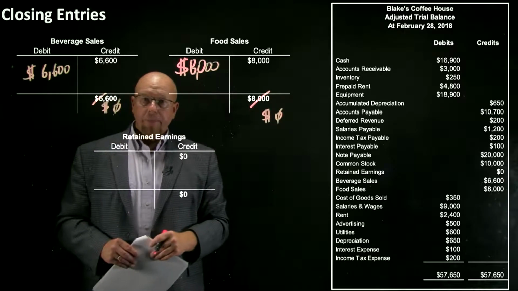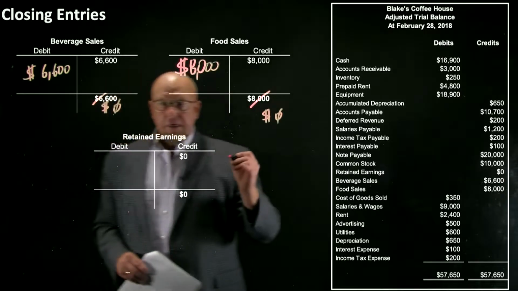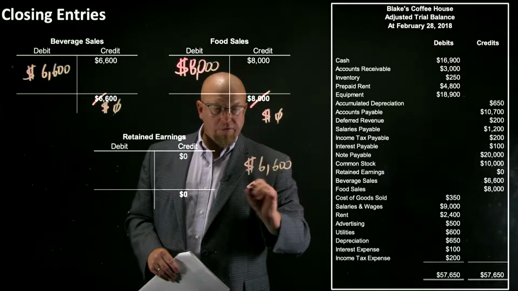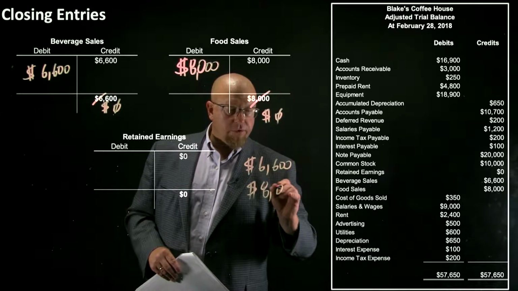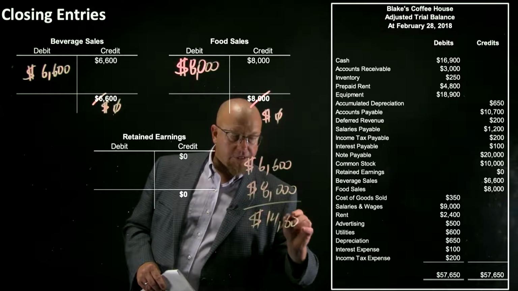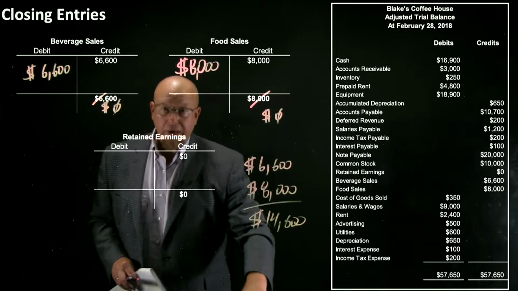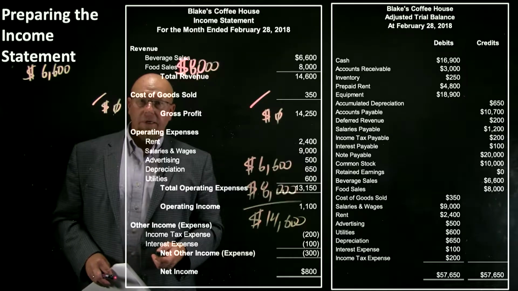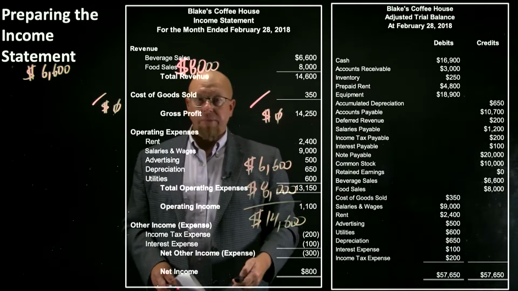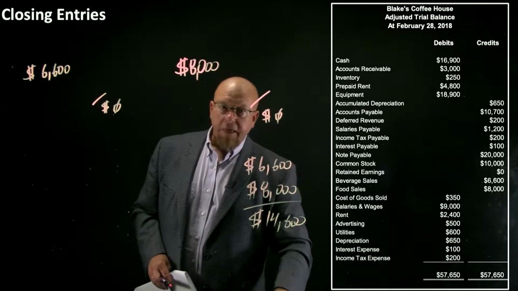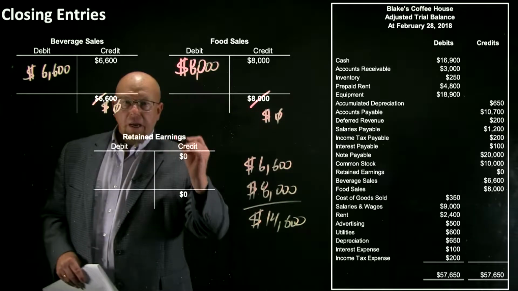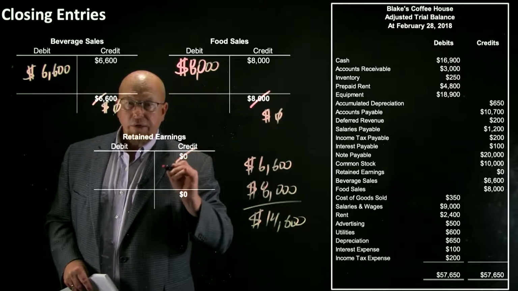entry to that account. Now, if you're doing the math with me, we've got $6,600 here. We've got $8,000 right here. That's $14,600. And that should be a familiar number. Let me just click back to the income statement here. Notice how our revenue was $14,600. So what we're doing is we're going to take that $14,600 and we're going to credit retained earnings.